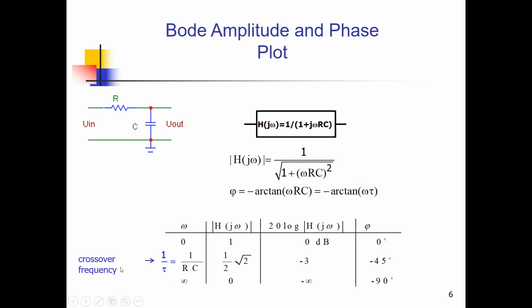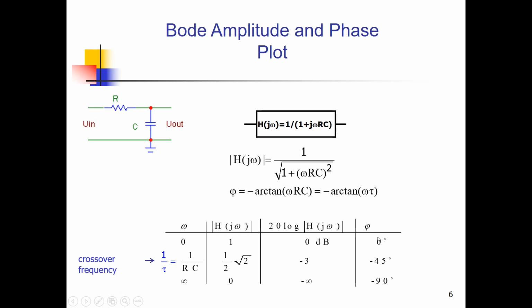At the crossover frequency, we've seen that the amplitude is 1 over the square root of 2, or 0.5 times the square root of 2. When we take the logarithmic function with base 10 and multiply it by 20, we get minus 3 dB. So these are the points at these frequencies in my Bode amplitude plot.